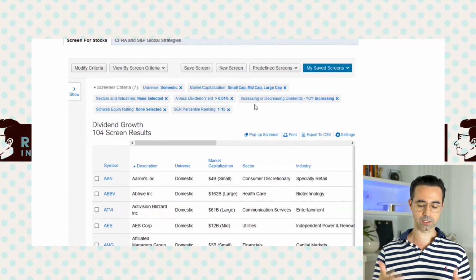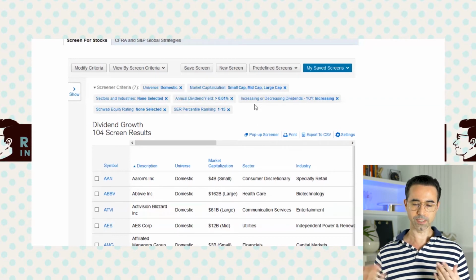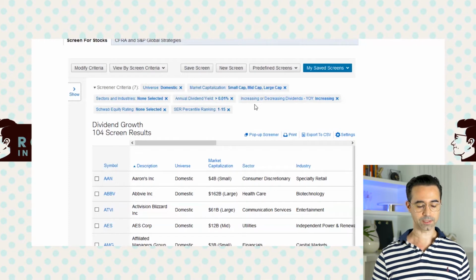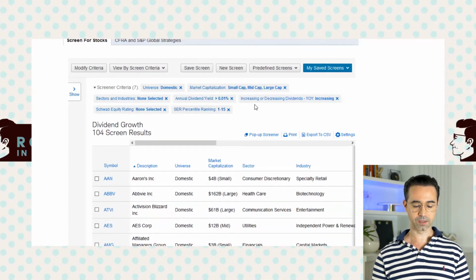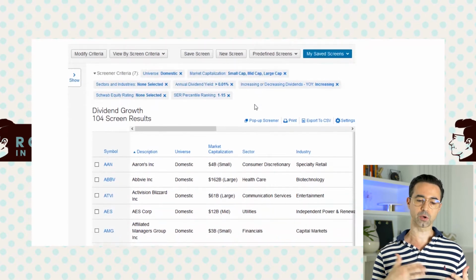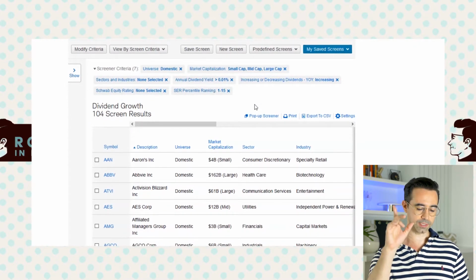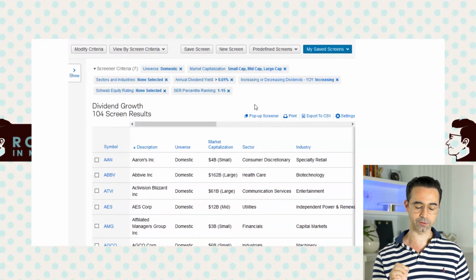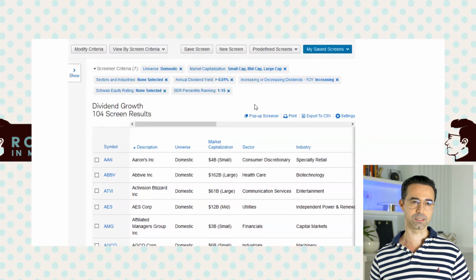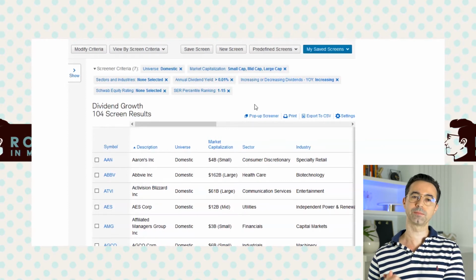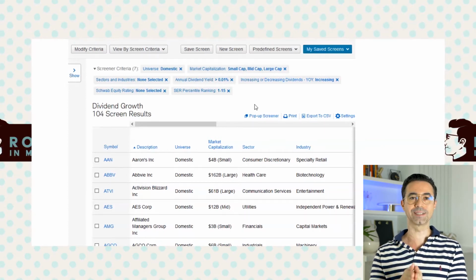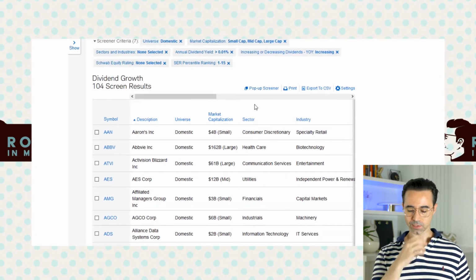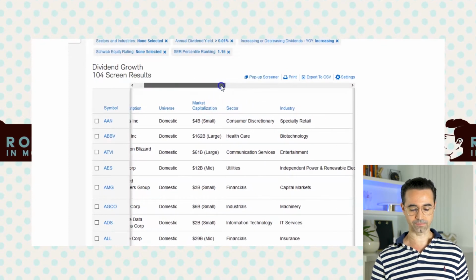It's showing you that there's an increasing dividend year over year, meaning that last year their dividend increased to what it is now. Okay, so next is Charles Schwab equity rating, none selected. So basically this is just showing us, and I'll show you here at the bottom in a second. And then there's the SER, so Schwab equity rating percentile ranking is 1 to 15. So the first percentile are going to be the best Charles Schwab analyst rated stocks, down to 15. Okay.